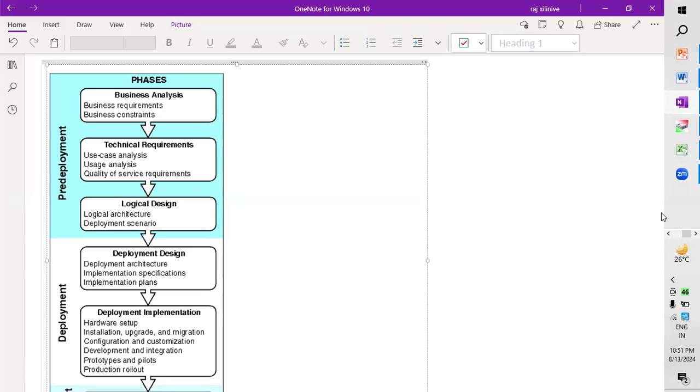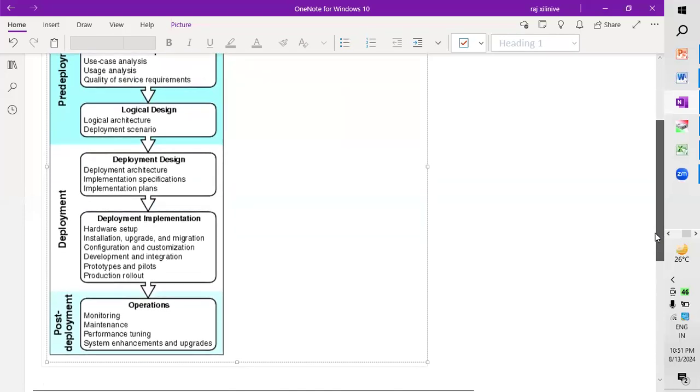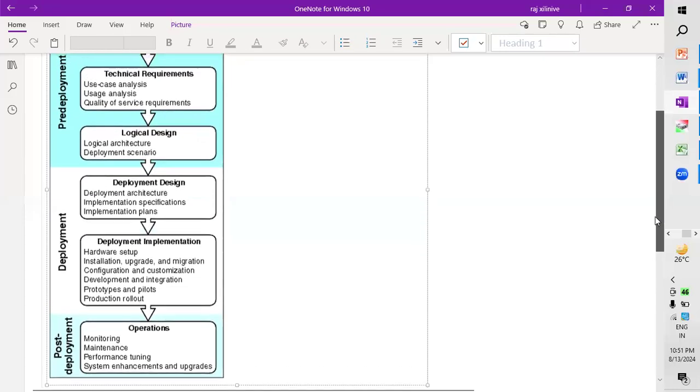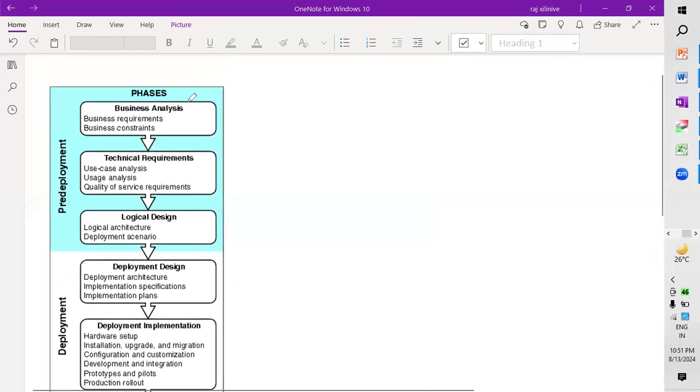Normally, these tasks will be categorized into three different parts. One is the pre-deployment phase. The second is called the deployment phase, followed by post-deployment. So these are the three major elements that normally come up when, in solution architecture, we try to understand the phases of a solution.